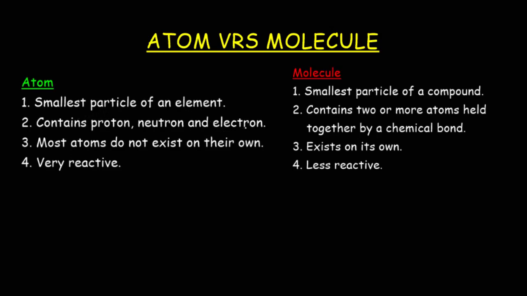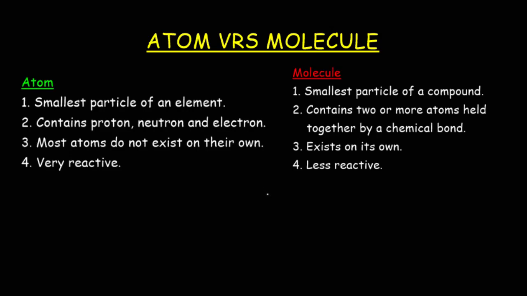On the other hand, the molecule is the smallest particle of a compound. A molecule is the smallest particle of a compound because a molecule is formed between same atoms or different atoms, and a compound is formed between only different atoms. So we can say that all compounds are molecules, and not all molecules are compounds. So when you pick a compound, you can actually get a molecule in it.